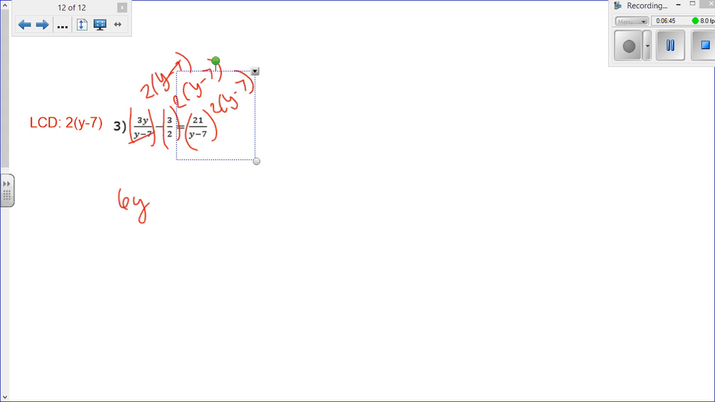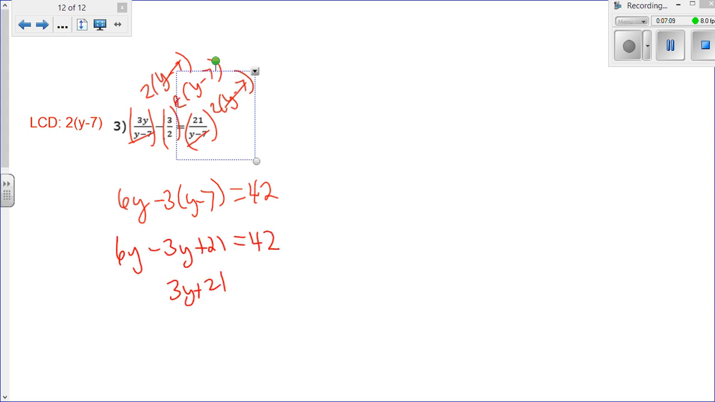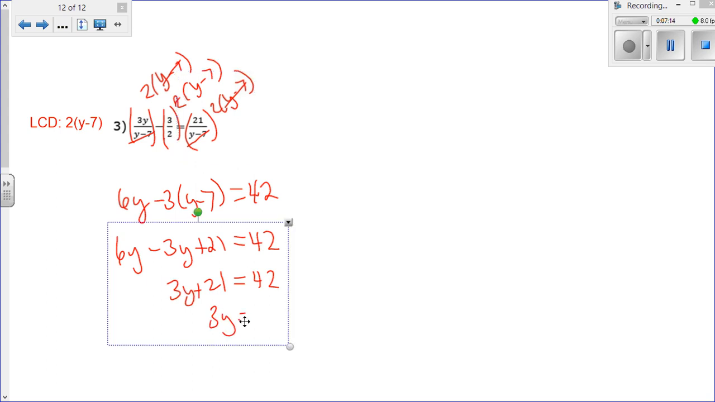In the next fraction, the 2's cancel out, so I have to keep my -3, and then the y minus 7 equals... here, y minus 7's cancel out, so I'm left with 42. So I solve my equation: 6y minus 3y plus 21 equals 42. Combine my like terms, I have 3y plus 21 equals 42. Subtract 21, so 3y equals 21. Divide by 3, so y equals 7.